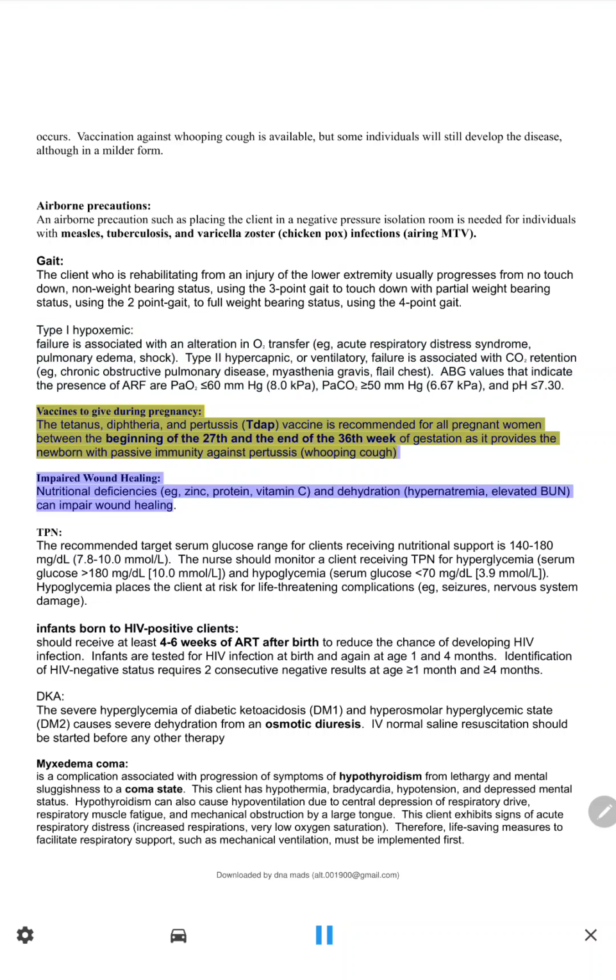Impaired wound healing. Nutritional deficiencies, e.g., zinc, protein, vitamin C, and dehydration, hypernatremia, elevated BUN, can impair wound healing.